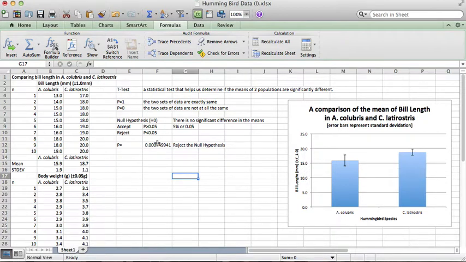However, again, a t-test gives us an actual numerical number that we can use in an evaluation to state that there is a statistical difference between the two.